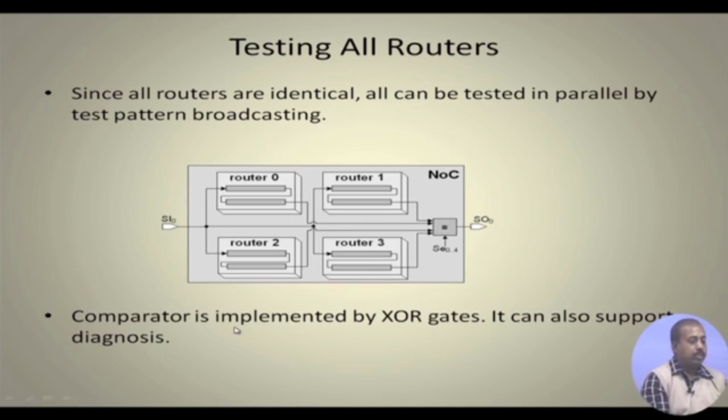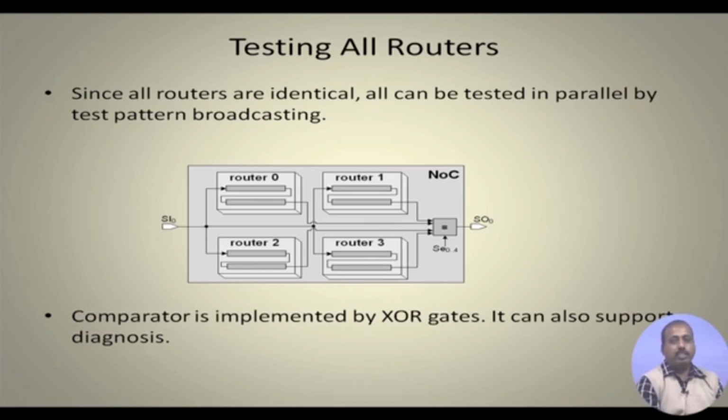The comparator is simply XOR gates, and naturally it can also do some sort of diagnosis. If there is a mismatch, it will know for which router there is a mismatch, and it will try to see for which pattern it has failed and all that.